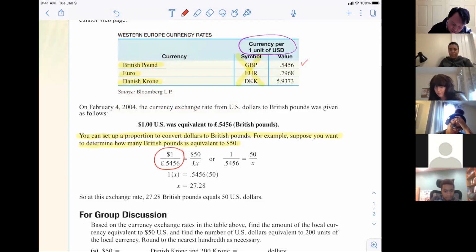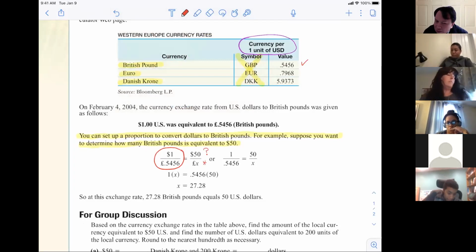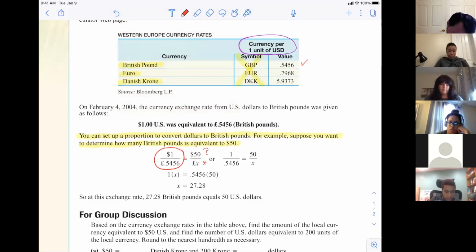But our interest is what happens when you have 50 US dollars. So when you move on to the right-hand side of this proportion, now you see how to set up or scale it up for 50 US dollars. How many British pounds are we going to get in return? So US dollars are being put on top and British pounds are being put in the bottom.